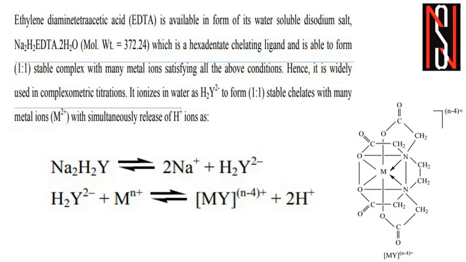The reaction I have already shown in the slide: the sodium salt of EDTA first ionizes into sodium plus and H2Y2-, and then this H2Y2- reacts with the metal ions to form a stable 1:1 chelate complex with the release of these H+ ions.